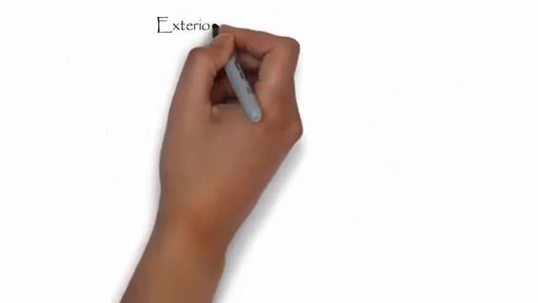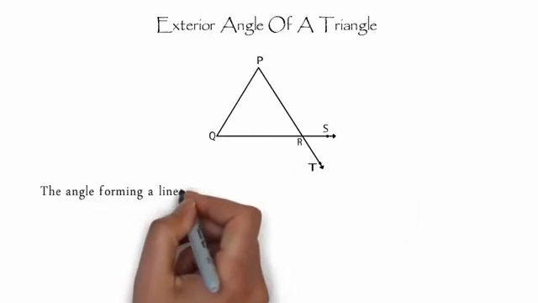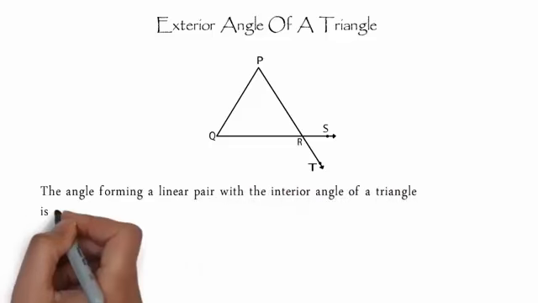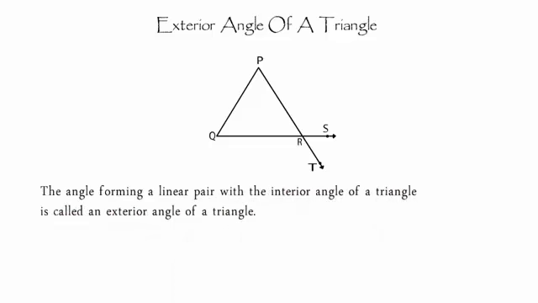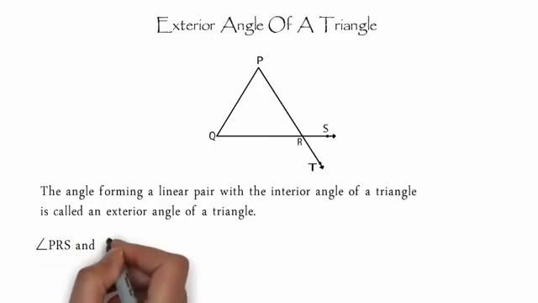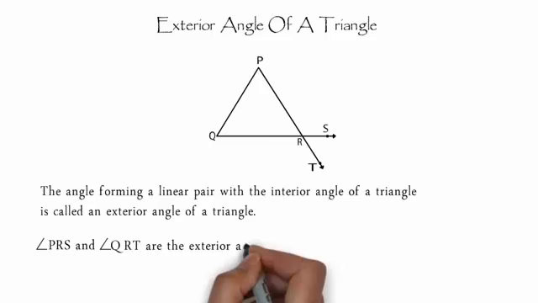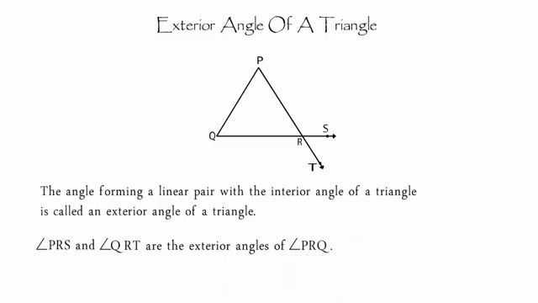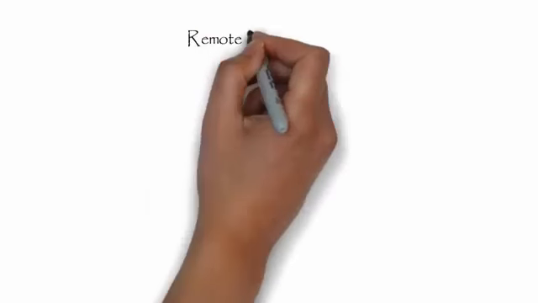Hence, exterior angle of a triangle. The angle forming a linear pair with the interior angle of a triangle is called an exterior angle of a triangle. In the figure, angle PRS and angle QRT are the exterior angles of angle PRQ. Remote interior angles.